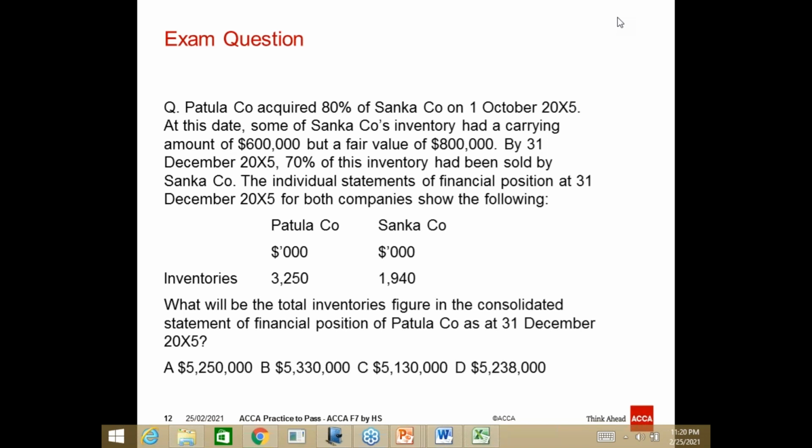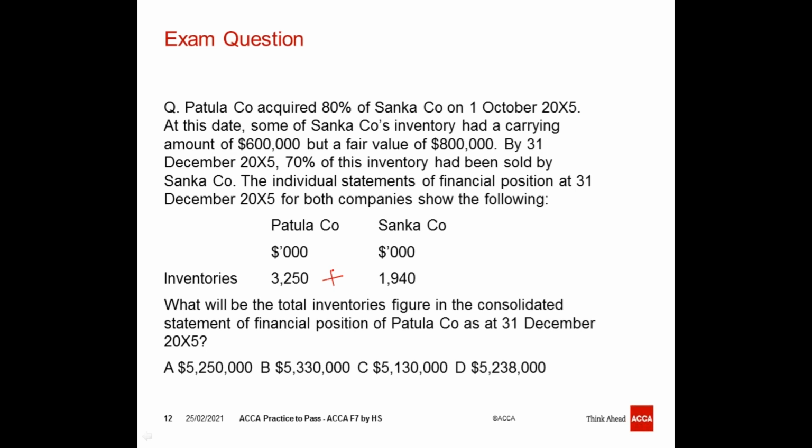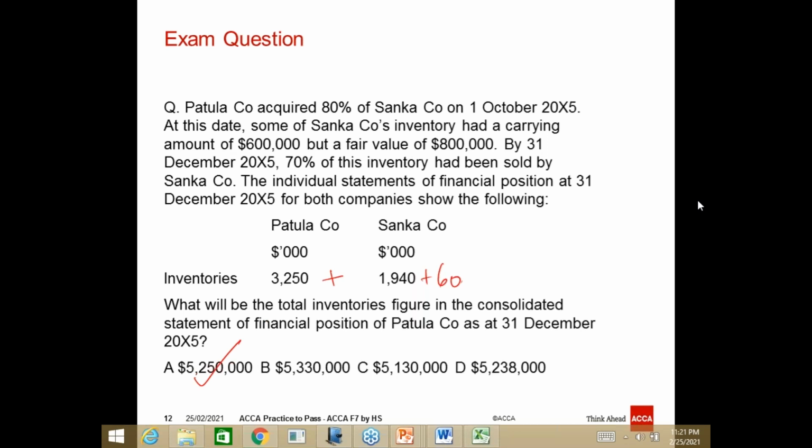Okay, what's the right answer for this question? We need to add the parent's and subsidiary company's inventory in order to calculate the total consolidated inventory, and there will be an adjustment of 2 lakhs. That is the fair valuation adjustment. But as the company has sold 70% of the stock, only 30% remains in the inventory. That will be 60. The answer for this question will be 3250 plus 1940 plus 60. The answer is A. Is it clear? Very good.